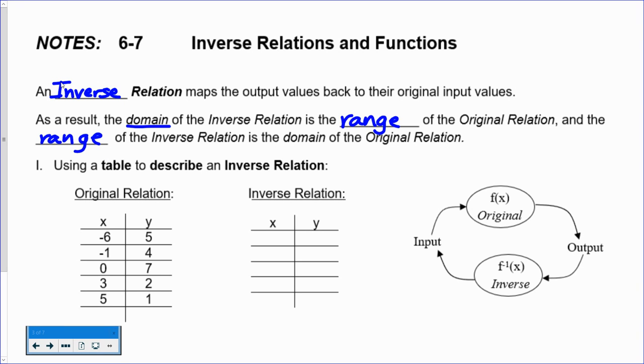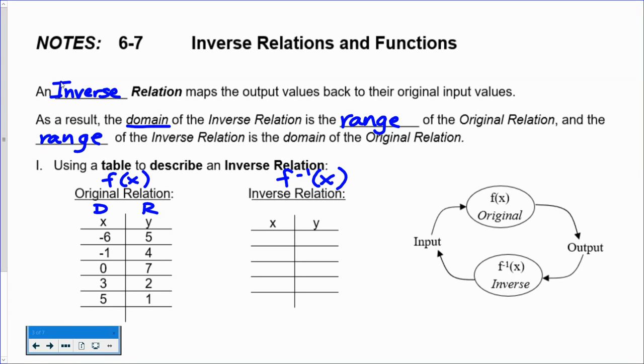So using this table below, here's my original function. So we're going to see f of x used to represent the original function, and then the inverse would be f to the minus 1 power of x, and that means inverse. So you're going to see both of those notations. Okay. So if your domain and range switch, remember x represents your domain and y would represent your range.